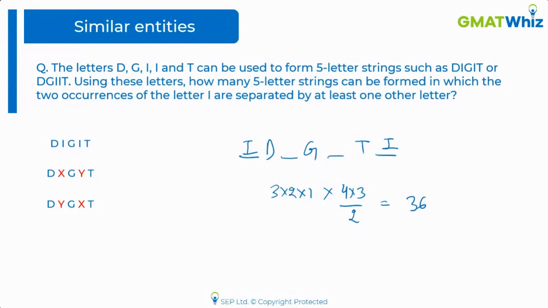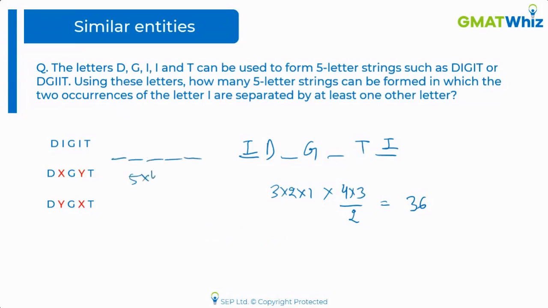Pratik is asking for any other method. So we can do that, guys. For example, let's say I simply arrange digit. Digit can be arranged in how many ways? I have to fill 5 places, right? Let me actually do it here. So I have to fill 5 places.